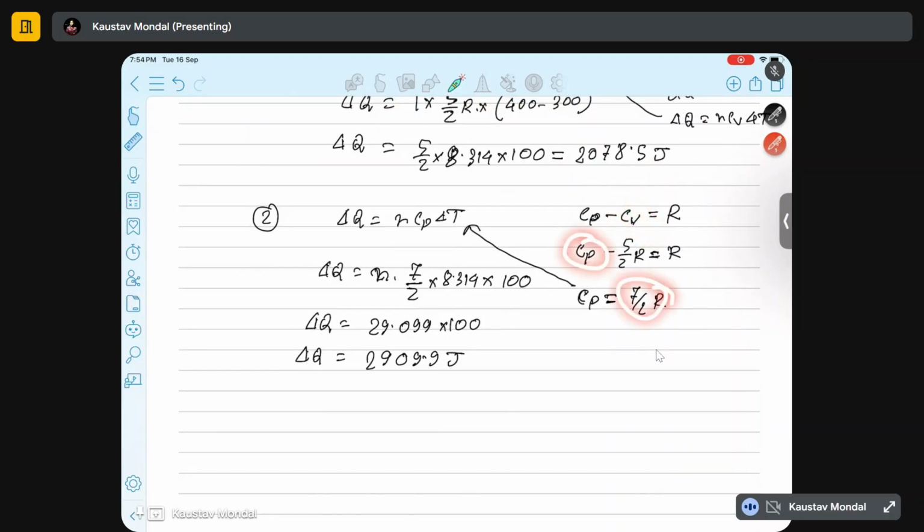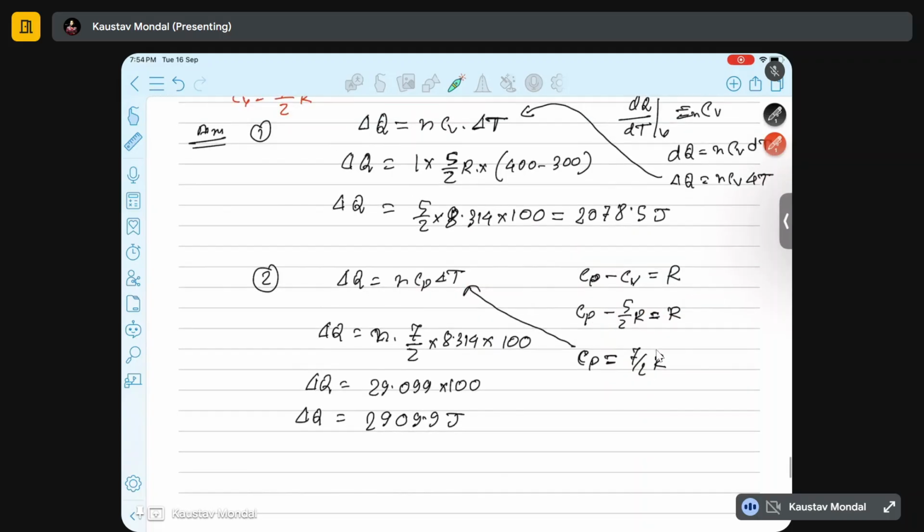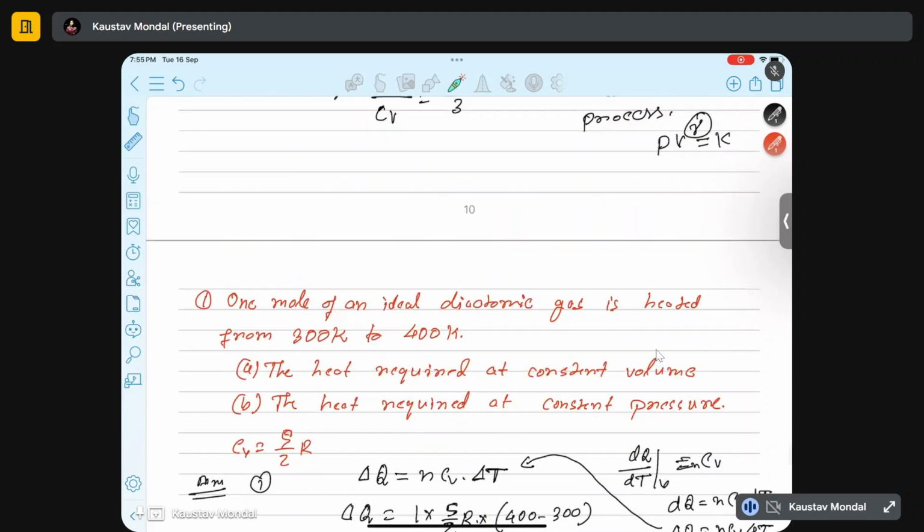Since you got the Cv value, from there you can get the value of Cp, which is 7 by 2 R. So substitute the Cp here. R is 8.314, the ideal gas constant, and the raised temperature is 100 Kelvin. All of these are substituted into the expression of delta Q, and you'll get delta Q as 2909.92. That is the heat required at constant pressure. So that's it.